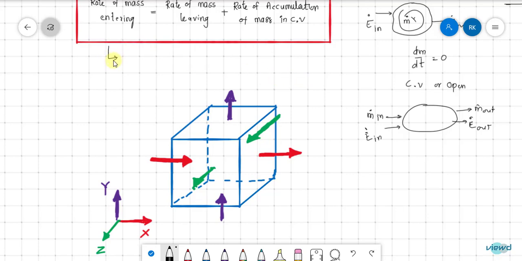Then what is the continuity equation? If this equation is represented in terms of density and velocity, then it is called the continuity equation.